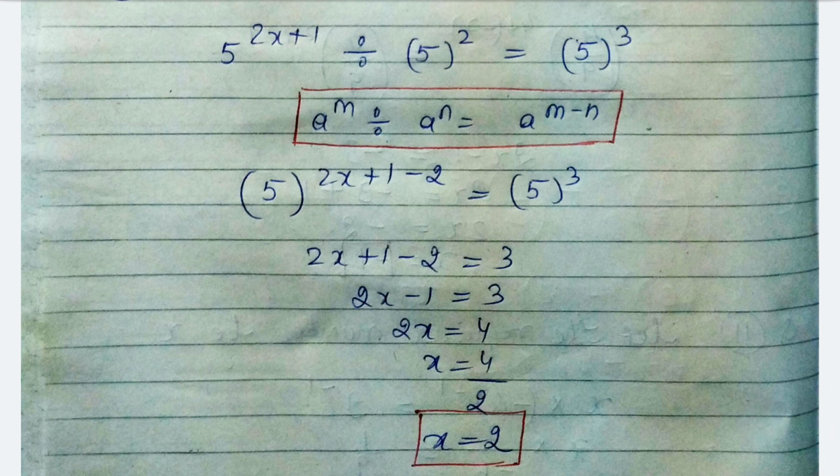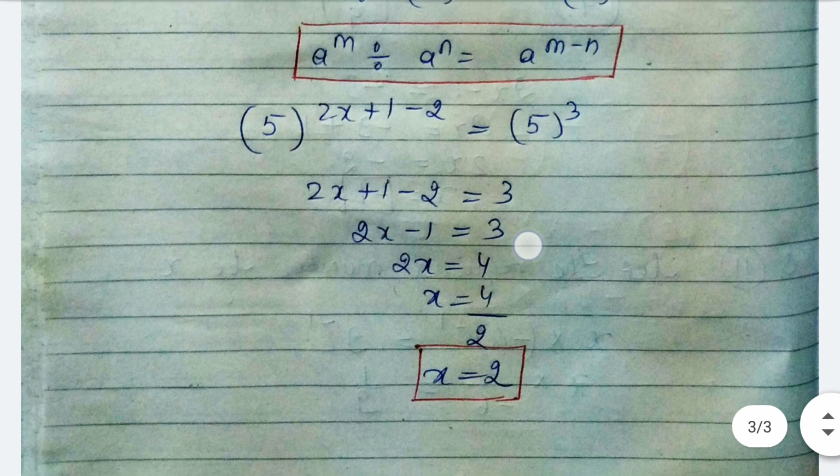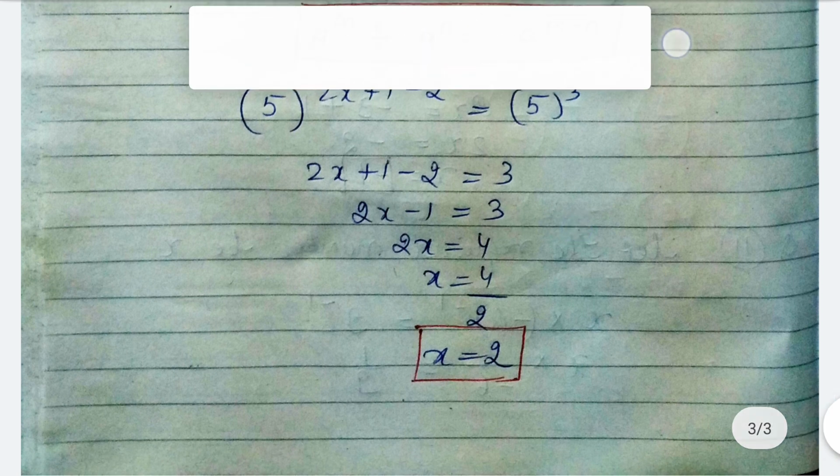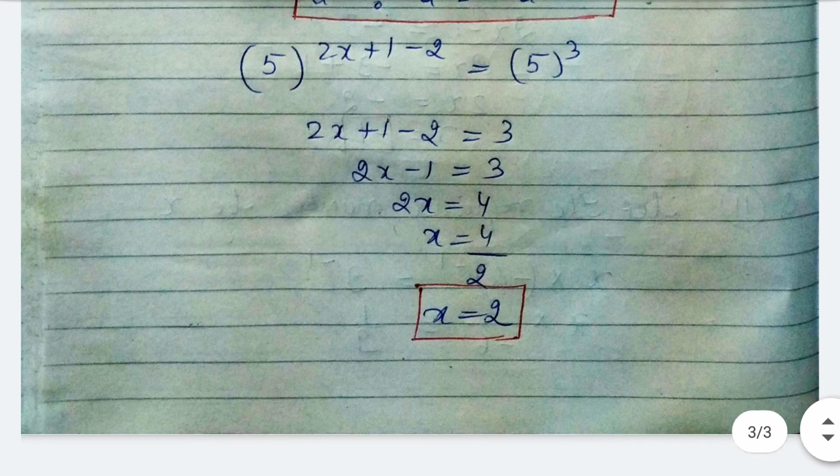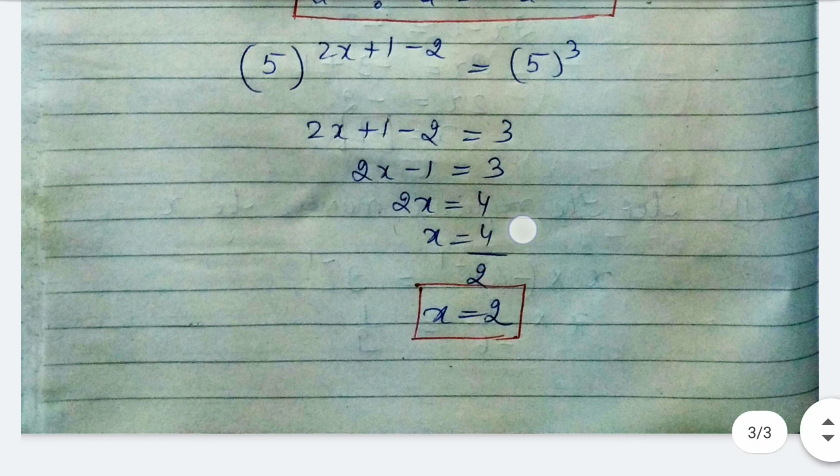If bases are same in case of division, their powers are subtracted. Right? Now, it means 5 to the power 2x plus 1 minus 2 is equal to 5 to the power 3. Here we are similarly comparing the powers as bases are same. Now, 2x minus 1 is equal to 3, minus 1 is taken to the right hand side, is added with 3, we get the value 4, 2x is equal to 4 and x is equal to 2, right?